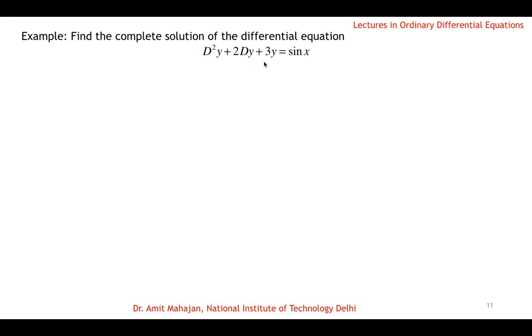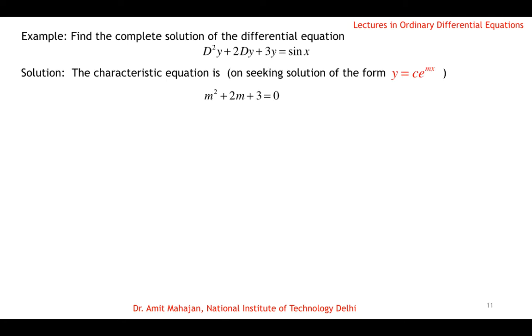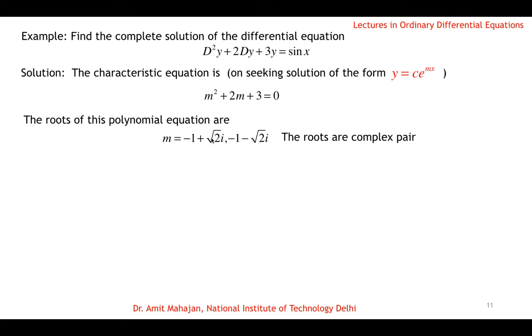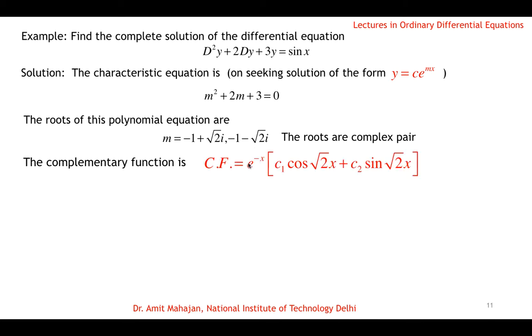Maybe one more example here. Say you are given a second order differential equation which is non-homogeneous with constant coefficients, and we have to find the complete solution of this. So first, the characteristic equation, m square plus 2m plus 3 equal to 0, that will give two roots, so we have a complex pair again. And so the complementary function will be e raised to power minus x into c1 cos root 2x plus c2 sine root 2x. Here e raised to power alpha x, alpha is minus 1, and c1 cos root 2x plus c2 sine root 2x, where beta is root 2.